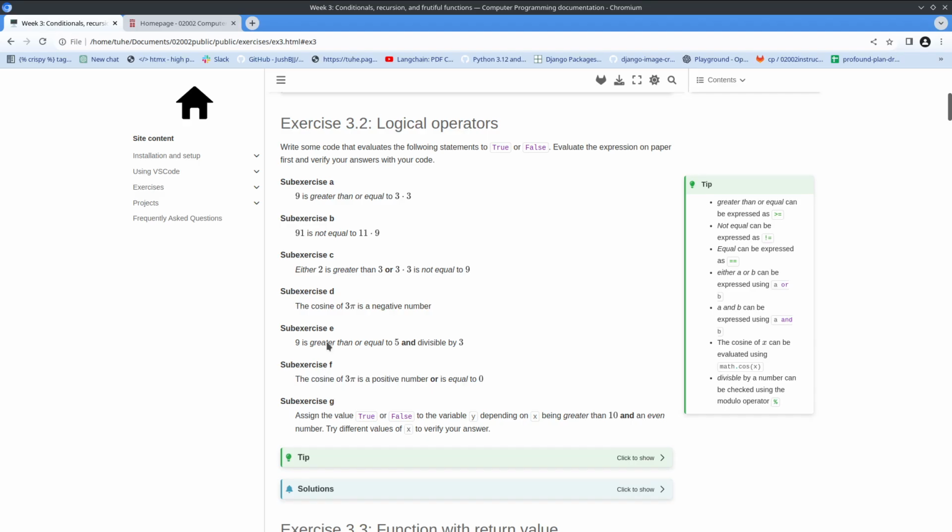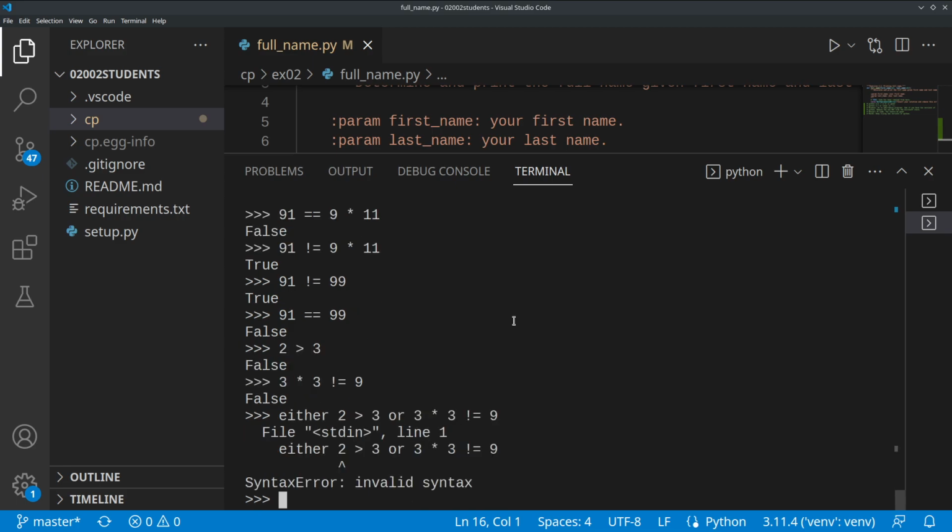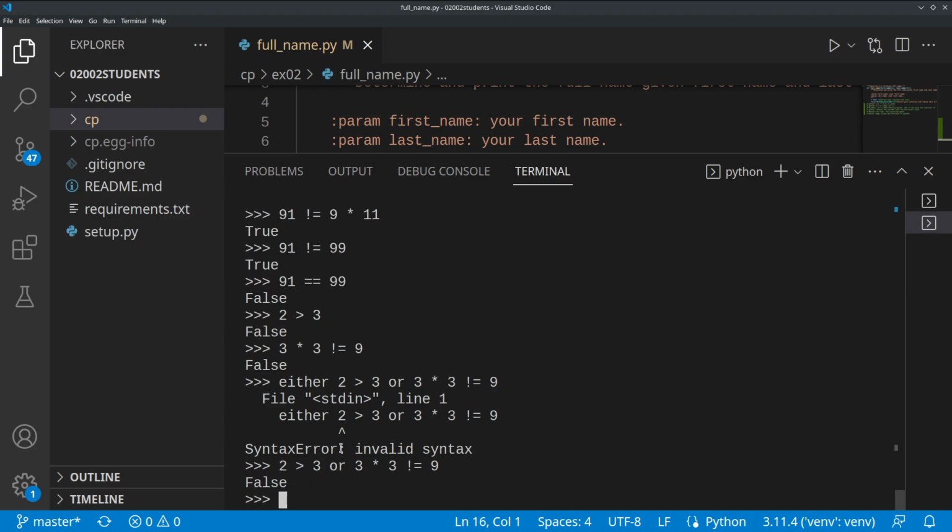Then I need to string them together. So I need to say either the first one or the other one. So how would I do that? I would need to write something like this, or 3 times 3. It doesn't matter if I include spaces or not around the multiply operator. Well, this is of course not going to work because it doesn't recognize either. However, if I remove either, it actually recognizes the or operator.